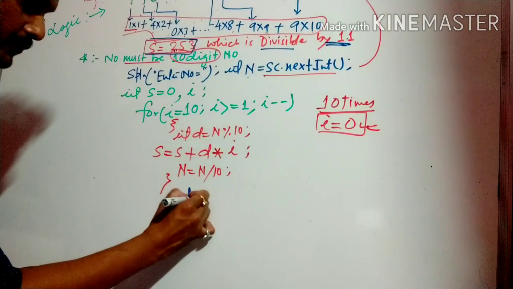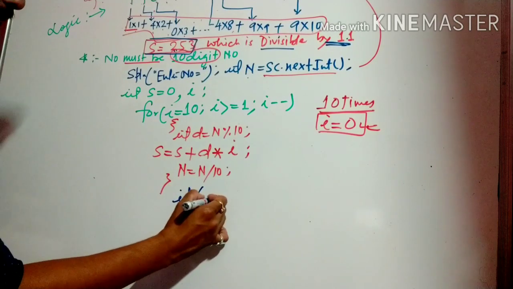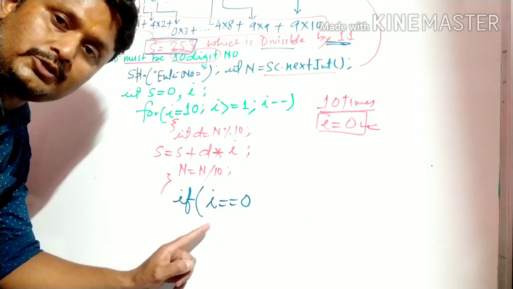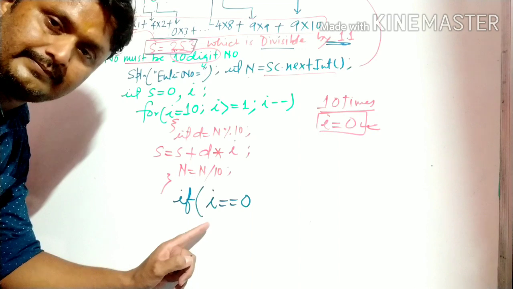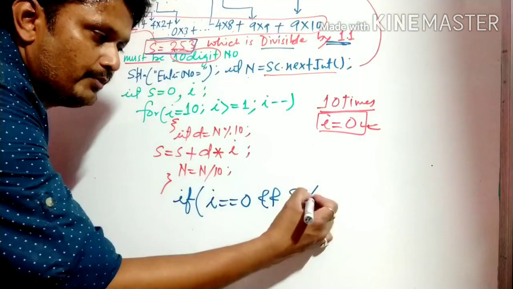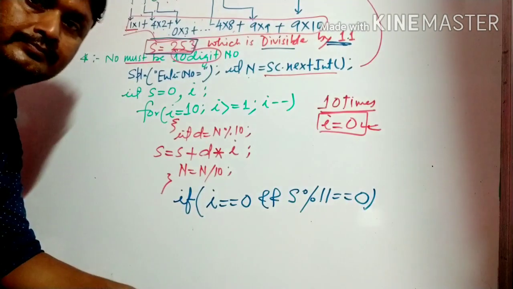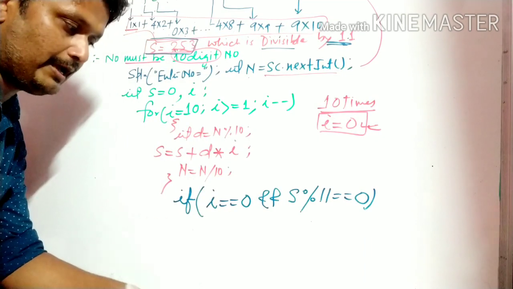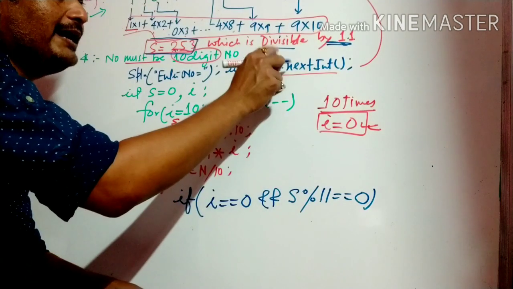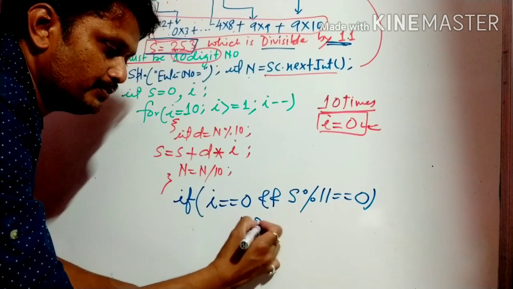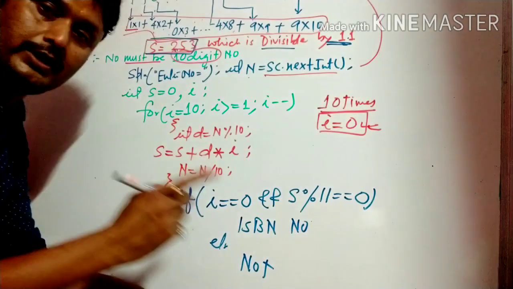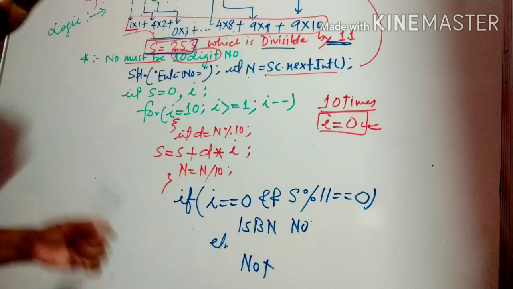And after that, when you write if i is equal to 0, what do you mean? That means the loop is going to execute 10 times, and the sum of that number modulus 11 is equal to 0, which means both conditions must be true. i equal to 0 means the number is 10 digit, and the addition of all the things is divisible by 11 as per this condition. That is an ISBN number, else not. This is technique 1. Children, kindly note it down.